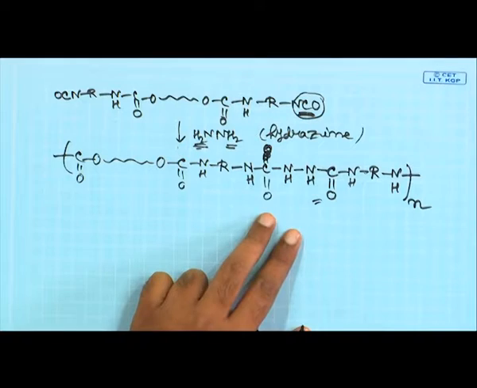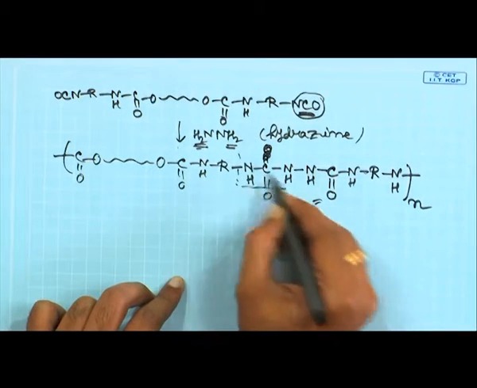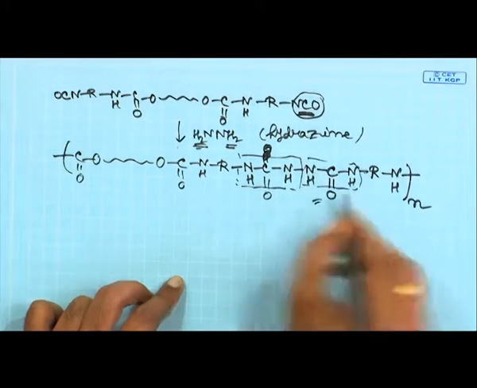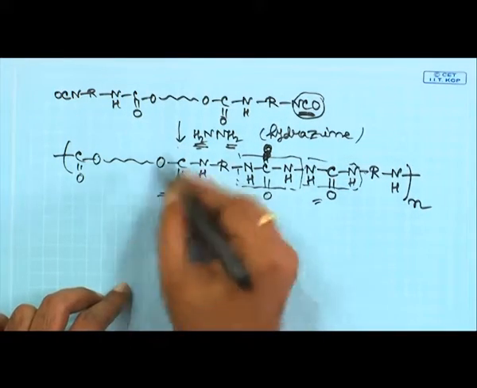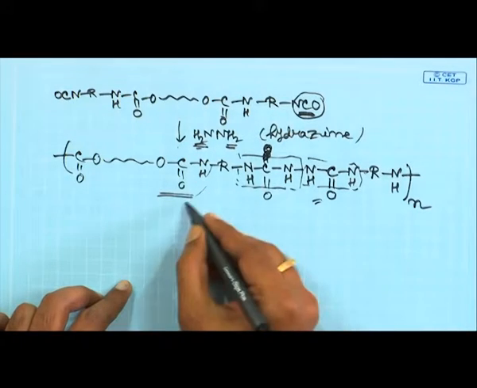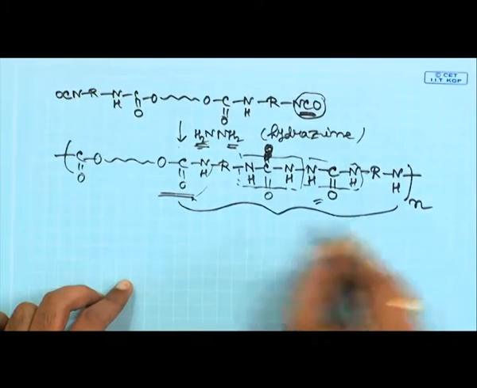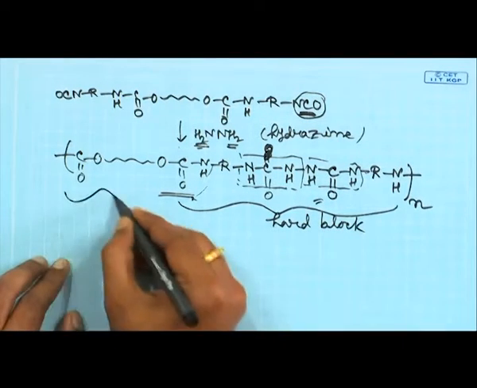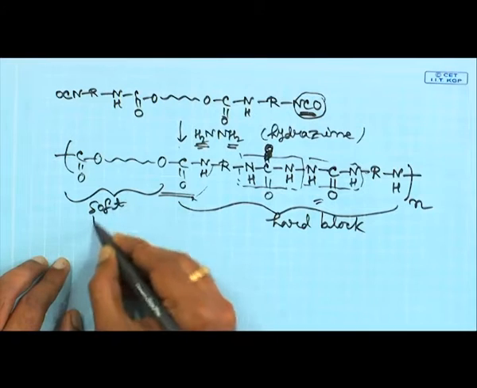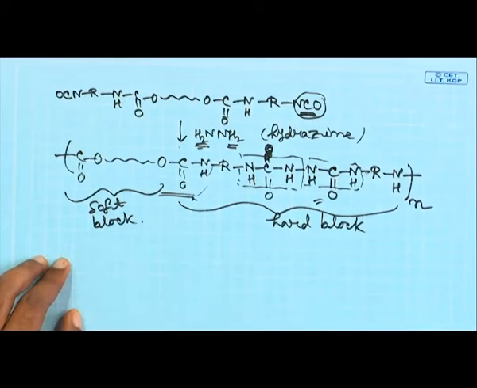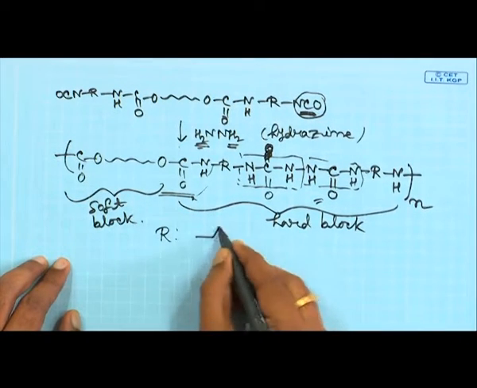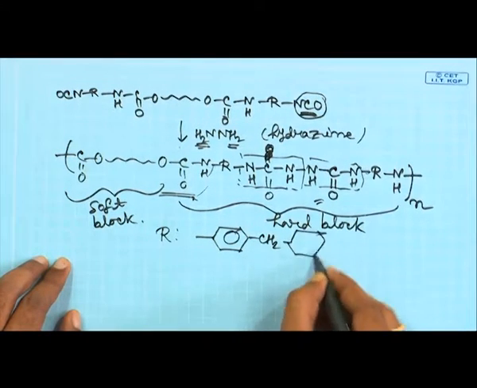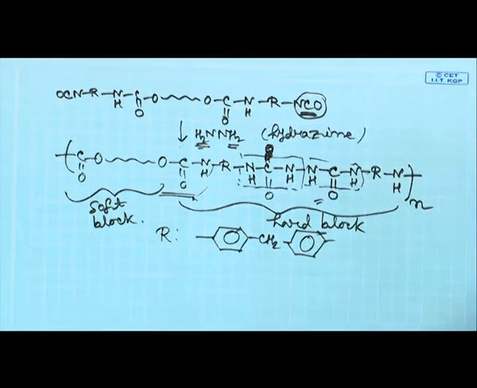So, basically what you will have here then is your urea linkage, and you will have the urea linkage here, and you have the isocyanate, you have the urethane linkage here. So, this is your hard block, and this is your soft block, all right, and your R is this. In this case, this is methylene diphenyl diisocyanate that you are reacting.